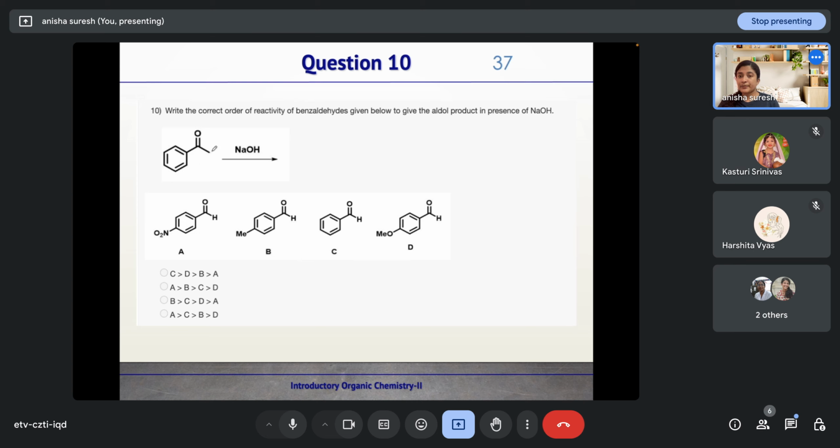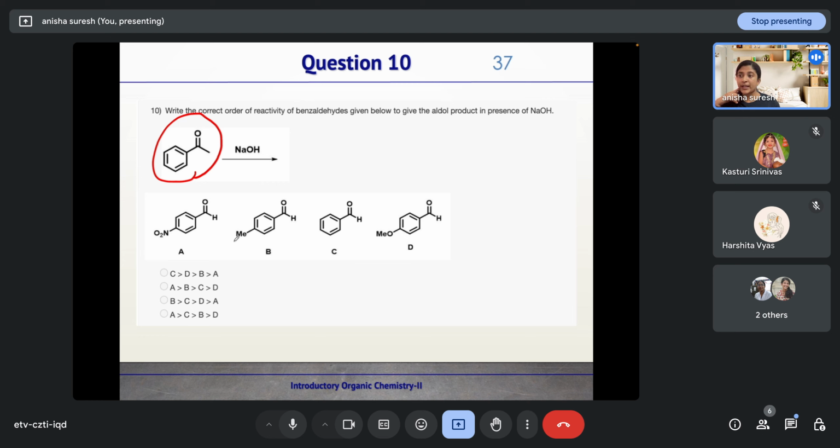So this is our enolizable compound and it is treated with NaOH. So we will get an enolate and it should react with any of these aldehydes. So what will be the reactivity order? Here what we should consider is that the aldehyde should be more electrophilic. The more electrophilic the aldehyde is, the more will be the reactivity.